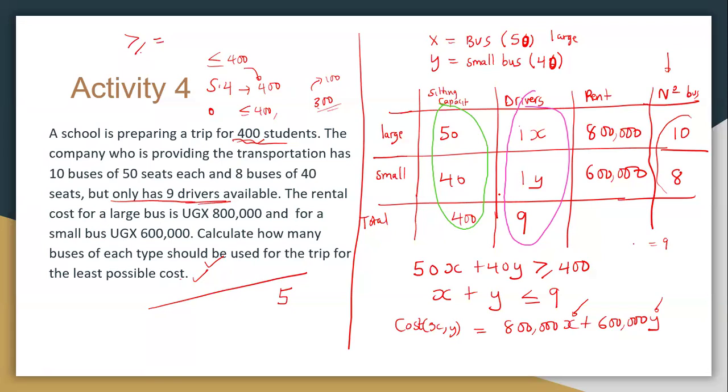Now, members, when it comes to linear inequalities, I want us to start including what we call the non-negative inequalities. Non-negative means that we can't have negative buses, and we can't have negative small buses. So you'll find that these 2 inequalities are going to be applicable, but we shall be including them when it comes to solving. Okay, members, are we still together?